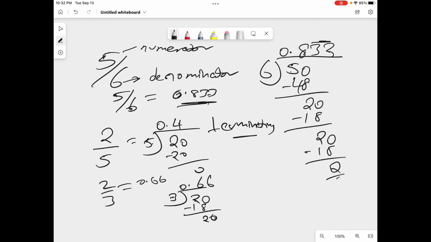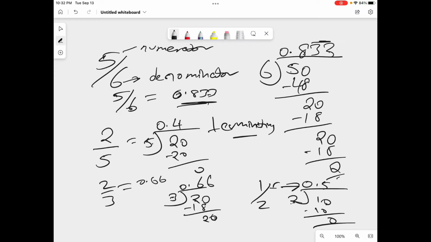Now we're going to try another one that will be terminating. How about a half? So if we take 1 divided by 2, 10 divided by 2 is 5. What is 5 times 2? It's 10. There's no remainder. Remainder is 0. So half is equal to 0.5, and it's a terminating decimal.